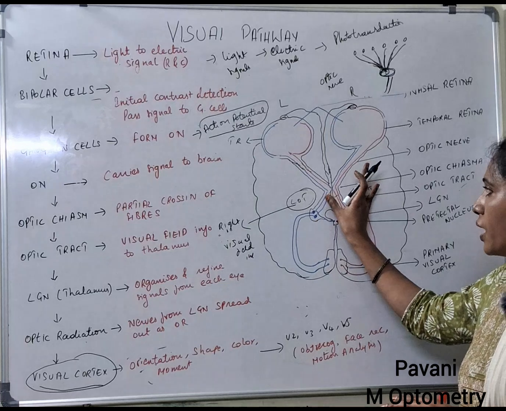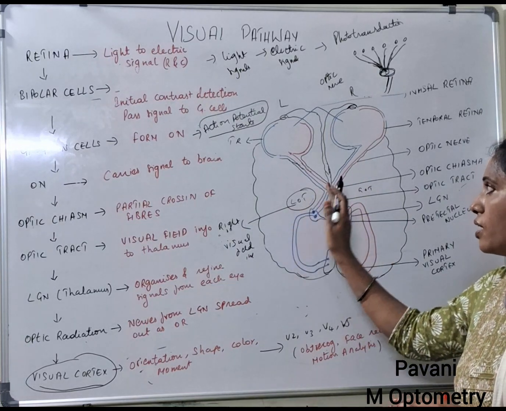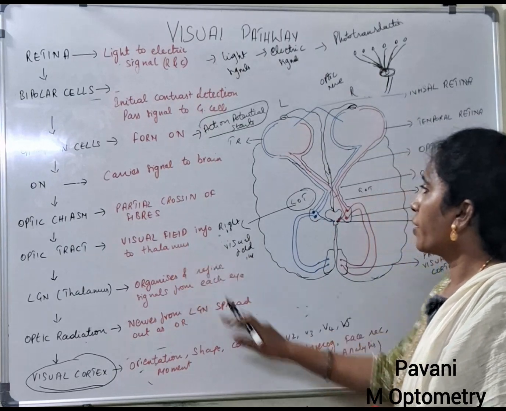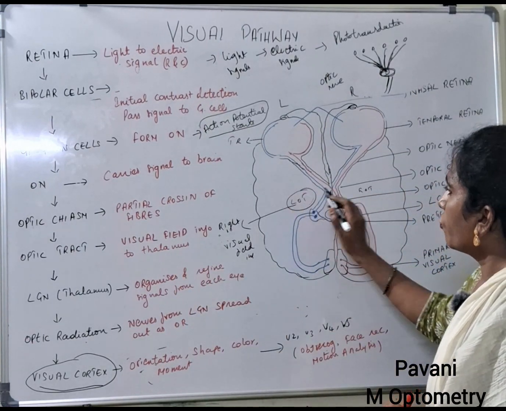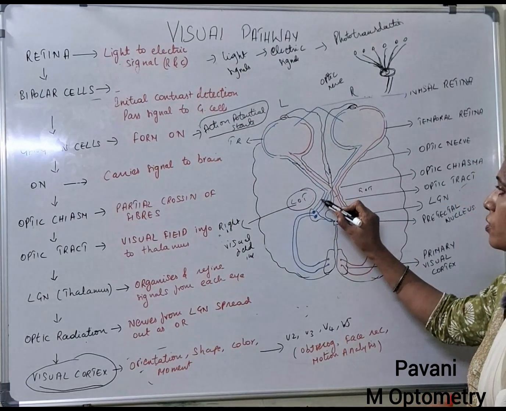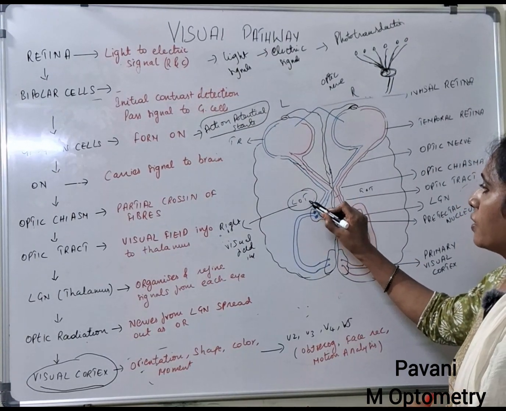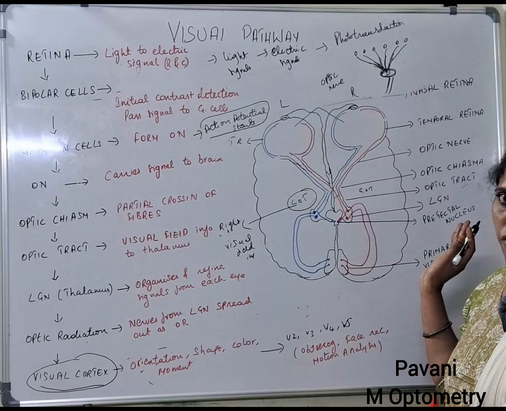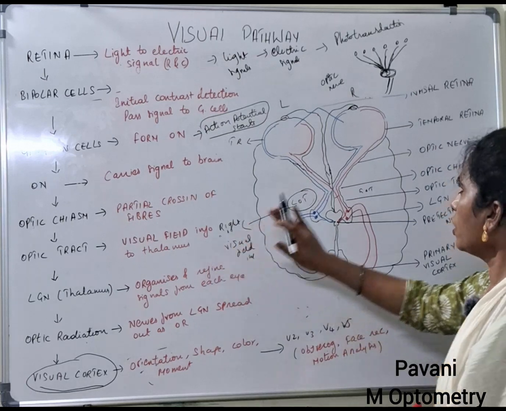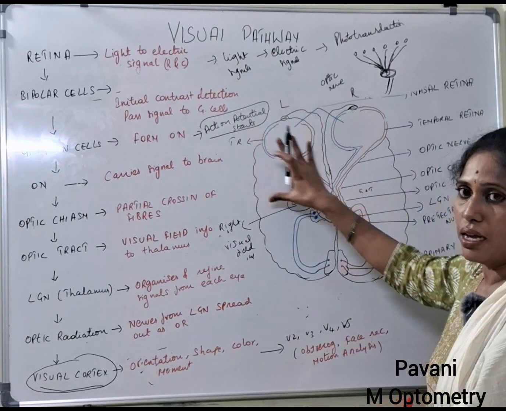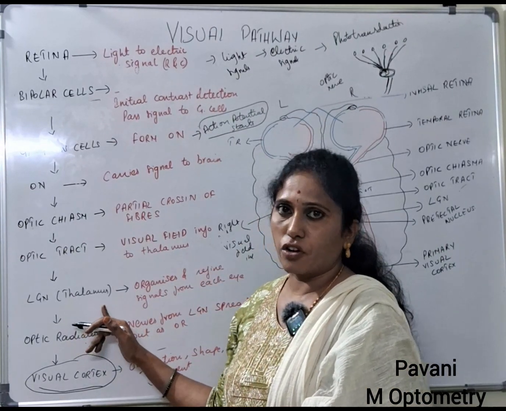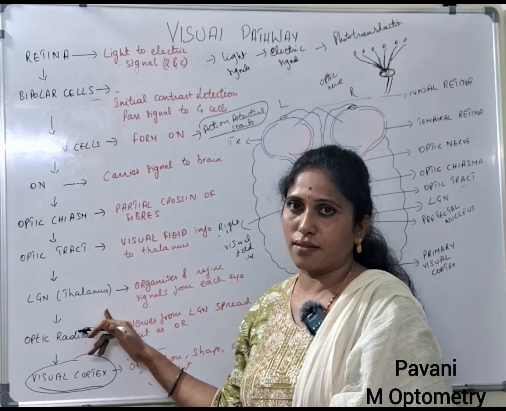From there the information will be carried by the optic tract. What does the optic tract do? If you take this as the left optic tract and this as the right optic tract, the left optic tract will carry the right side visual field information and the right optic tract will carry the left side visual field information, and that information will be sent to the lateral geniculate body, which is present in the thalamus.